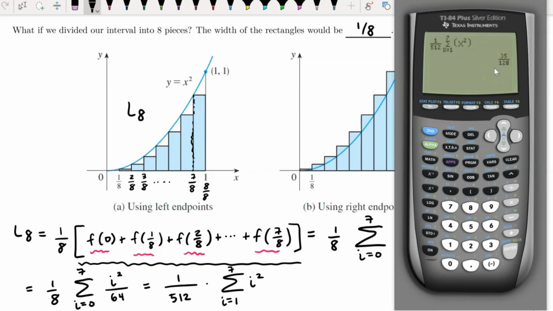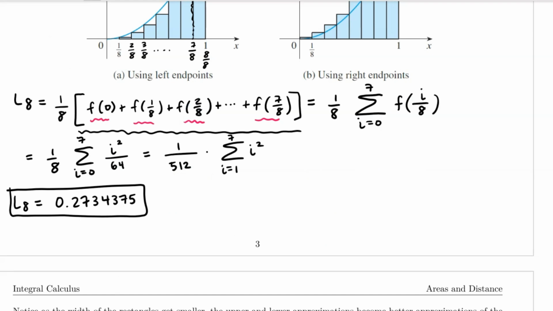We did our previous calculations for L4 and R4, and we got decimals, so it'd probably be helpful if I turn this into a decimal. I'm going to do that by clicking Math, and then option number 2. If I press Enter on that, that will convert that into a decimal. I just need to press Enter. So that gives us our value for L8. All right, so we calculated L8.